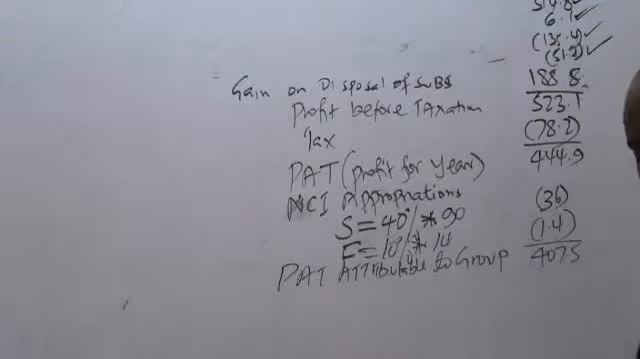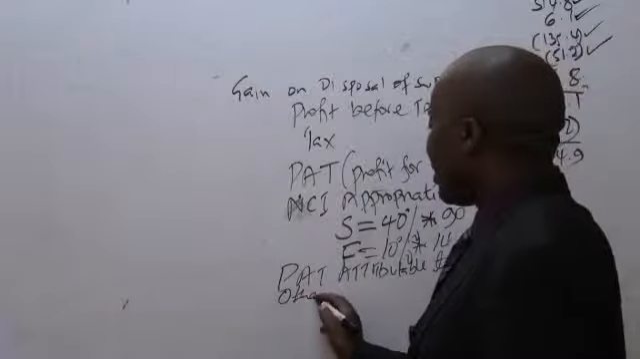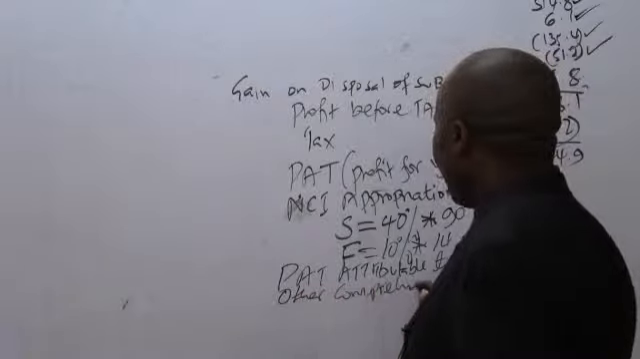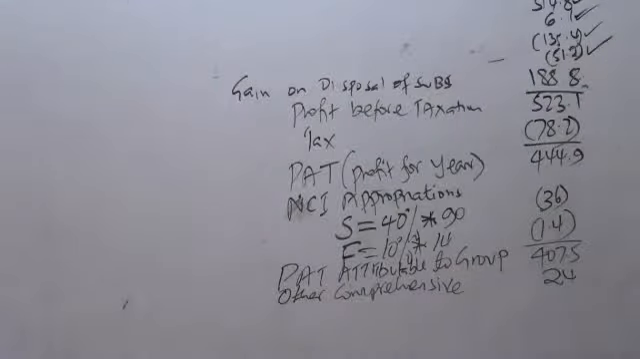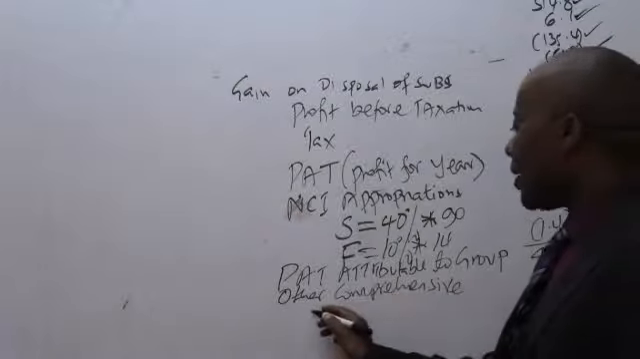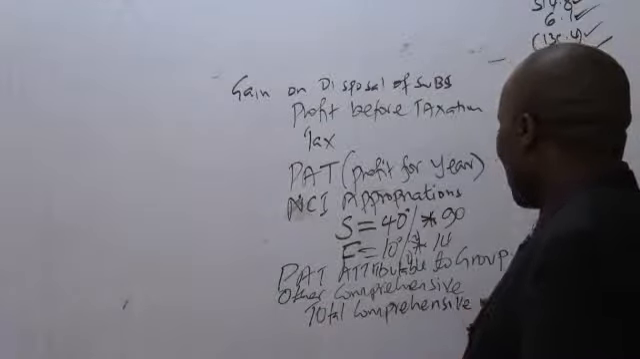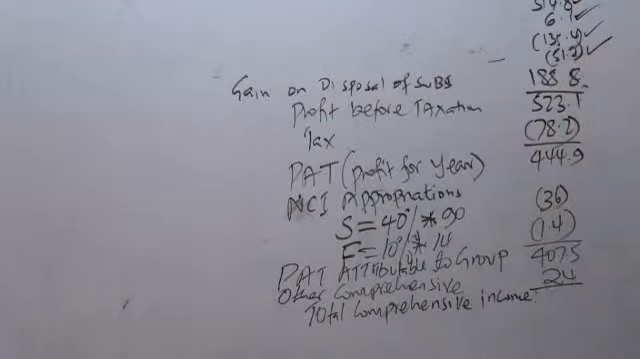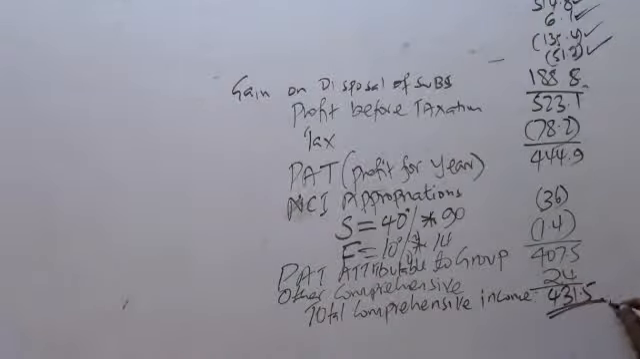407.5. After which, ladies and gentlemen, now remember we have something here. We have other comprehensive income. Remember, we already did this figure. If I remember very well, you guys gave me a figure of 24. Other comprehensive income, 24, and therefore now we should be able to get the total comprehensive income. You add, and you told me that it is 431.5.